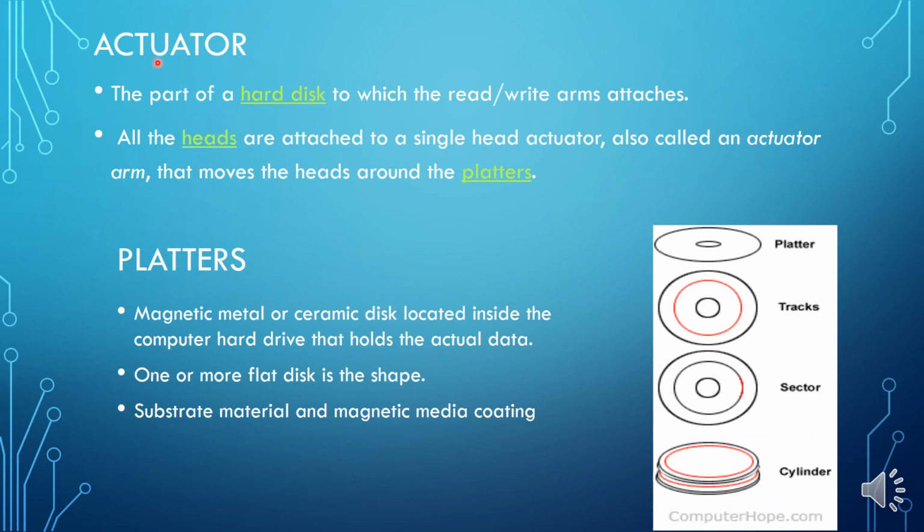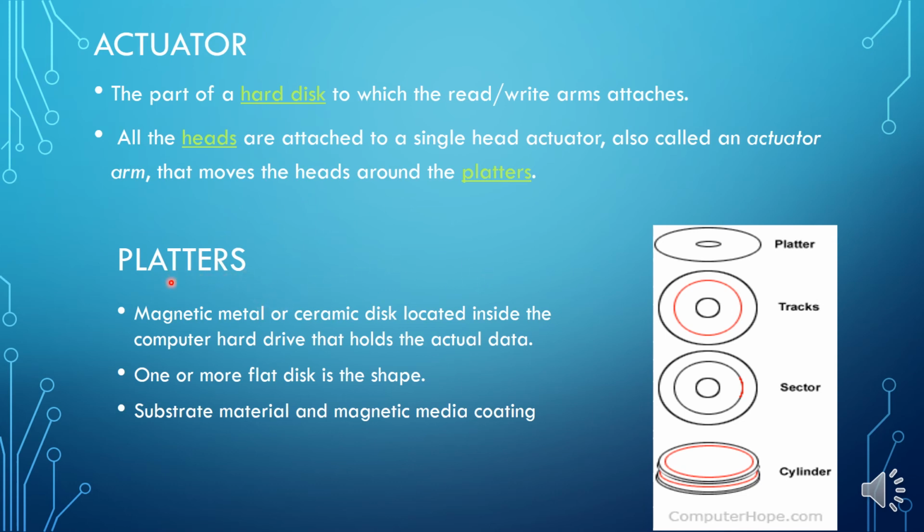Next is actuator. Actuator, the part of hard disk to which read write arm attaches. All the heads are attached to a single head actuator, also called as actuator arm, that moves the heads around the platters. Means there are number of heads for read and write purpose, but to attach all read and write arms, we need one common thing. So that is known as actuator.